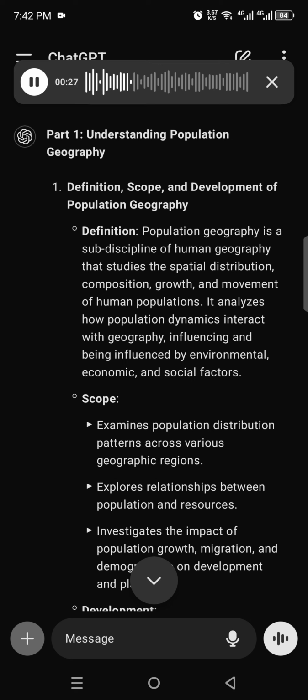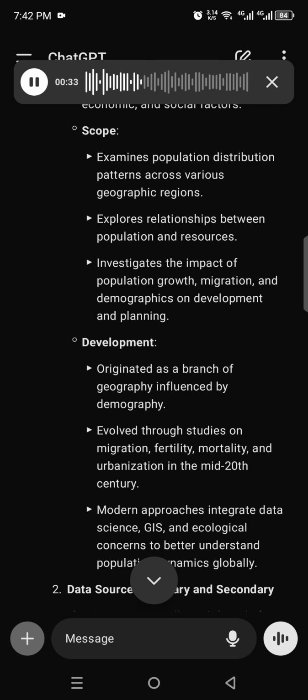Scope. Examines population distribution patterns across various geographic regions. Explores relationships between population and resources. Investigates the impact of population growth, migration, and demographics on development and planning.